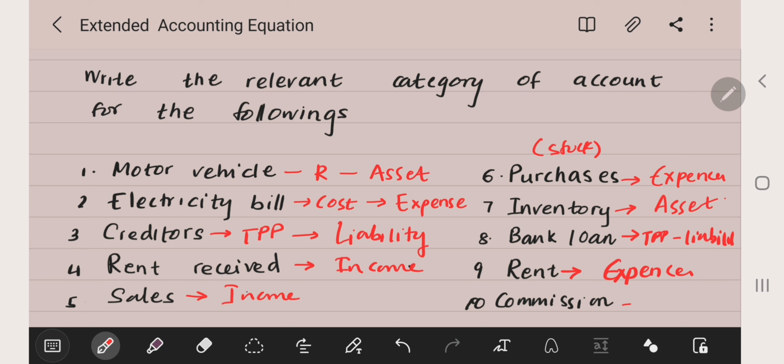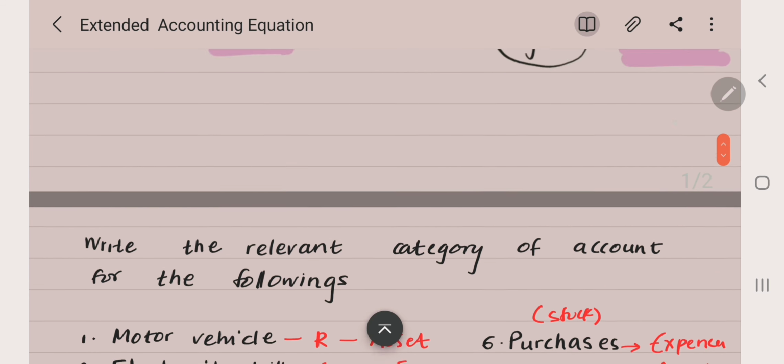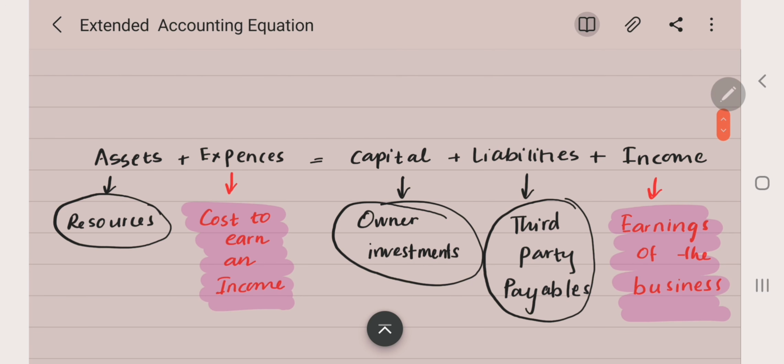Commission. If it is commission received, that is an income, but mere commission means that we have to pay the commission out. In order to sell our goods, if we are giving a commission to others, that would be a cost to us. So that will be an expense in the business. I hope you understand the extended accounting equation.